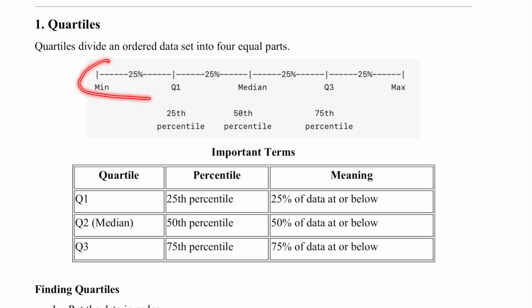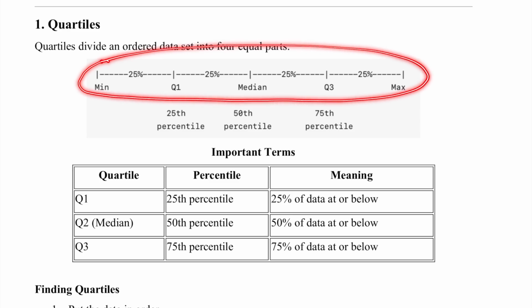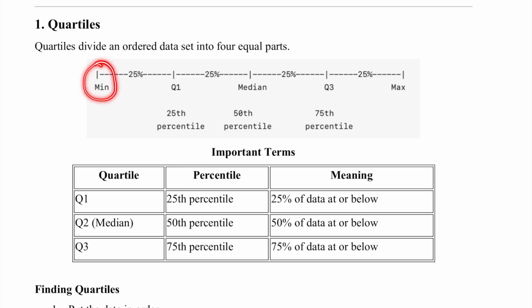Let's imagine this is my data set, arranged from the smallest to the largest. These 3 numbers divide the data set into 1, 2, 3, 4 equal parts. These 3 numbers are my quartiles. Q1 is the first quartile. Q2 is the second quartile, which is also the median. Q3 is the third quartile.